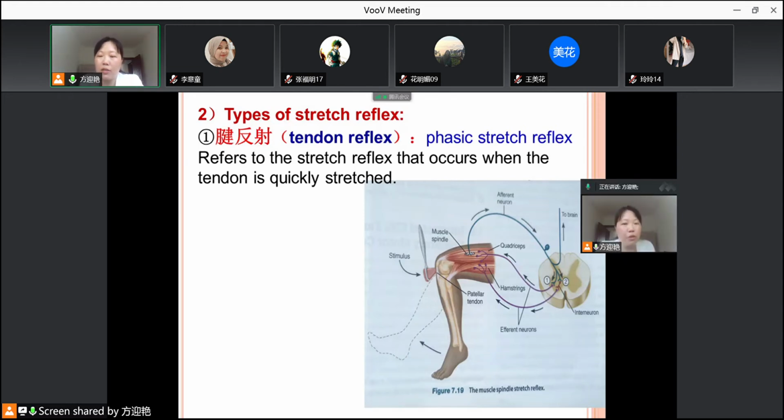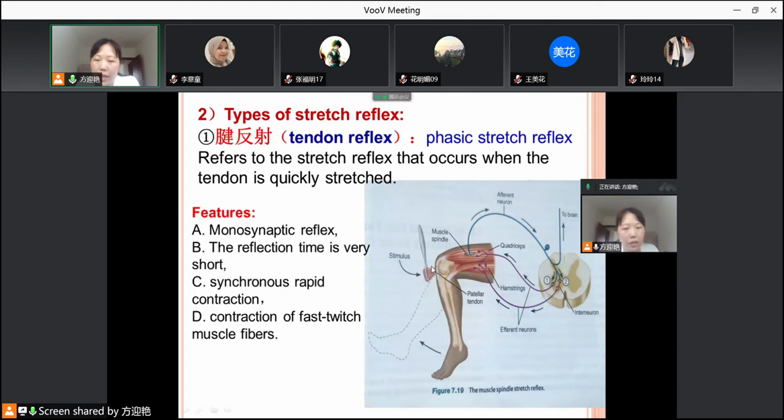And here we study the stretch reflex. The stretch reflex has majorly two types. The first type is the tendon reflex. The tendon reflex is one kind of physical stretch reflex, which means the stretch reflex that occurs when the tendon is quickly stretched. Then, due to this stimulation, the reflex happens.